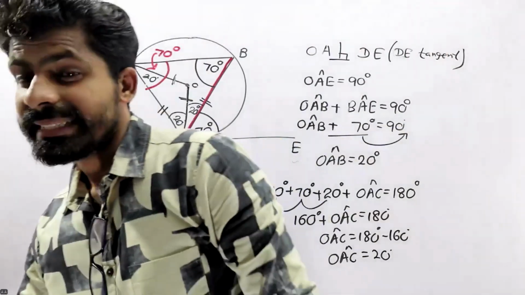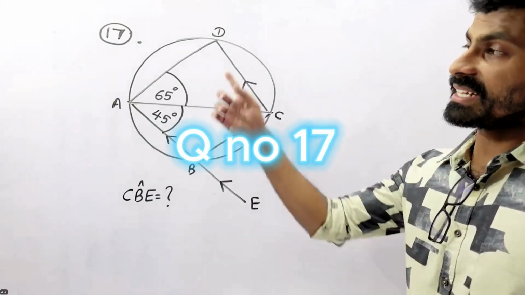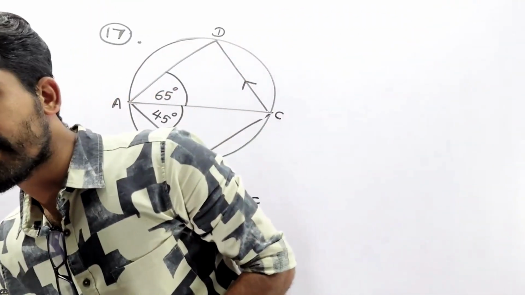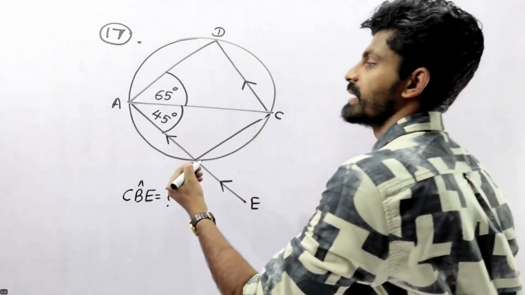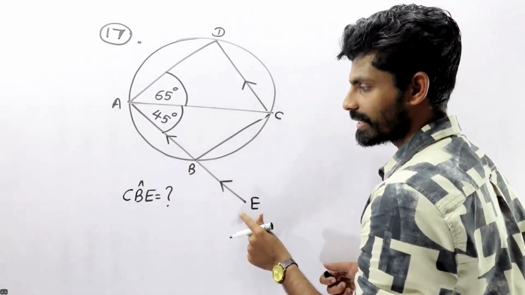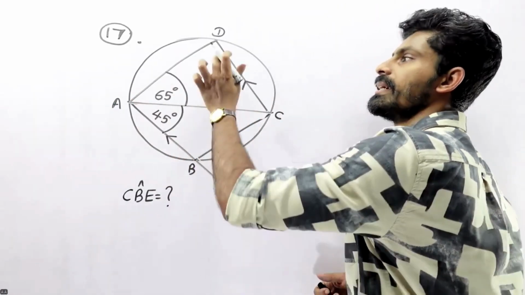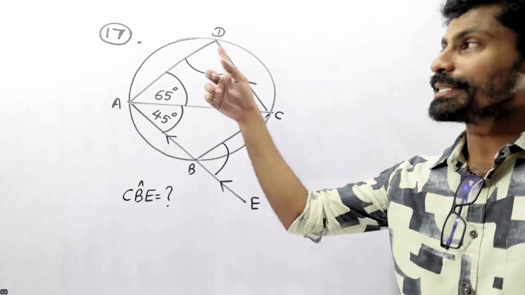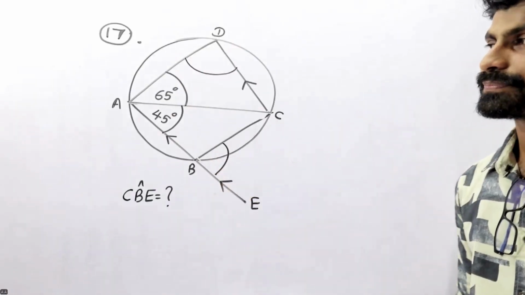Question number 16. Question number 17. Again, we have a cyclic quadrilateral. Last question on this pattern, question number 17. So we can see alternate angles. We need to find the value of CBE. This one equals the interior opposite angle. If we can find that value, definitely we can find the value of CBE.